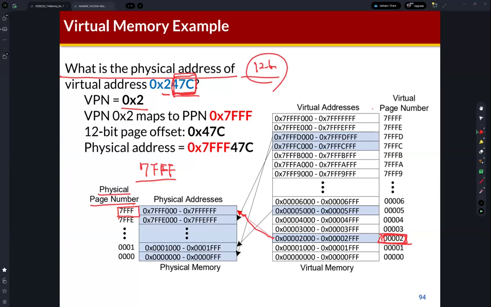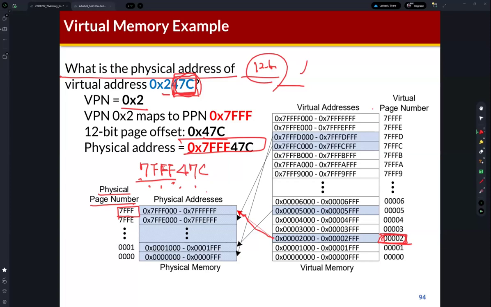Then what is the page offset? The page offset is 47C, the lower 12 bits. I mentioned that the page offset is just copied. We don't need to translate the page offset part. So it's 47C. So the physical address is 7FFF47C. So what does that mean?